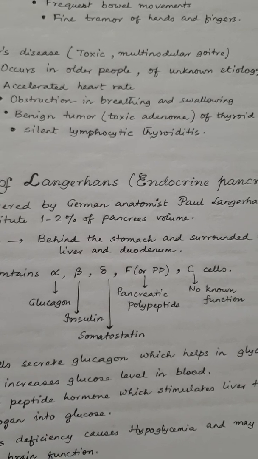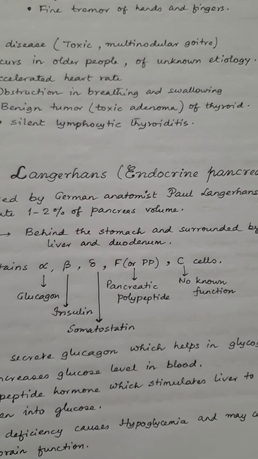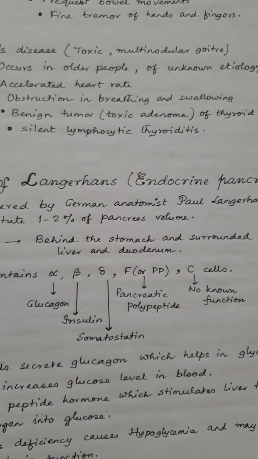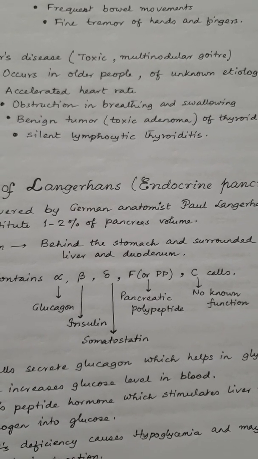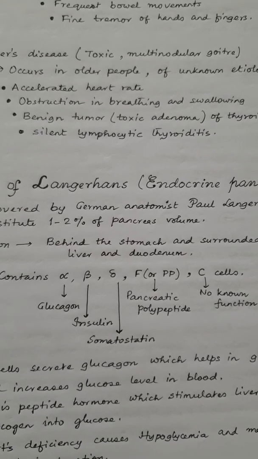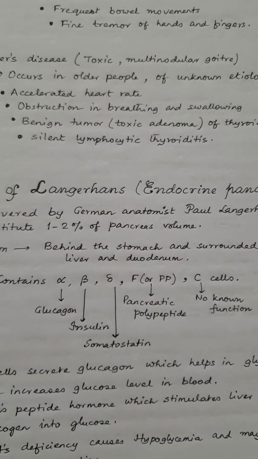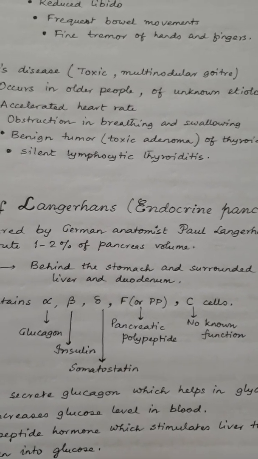Alpha cells secrete glucagon, which helps in gluconeogenesis or glycogenolysis. It increases glucose level in blood. It is a peptide hormone which stimulates liver to convert its glycogen into glucose. Its deficiency causes hypoglycemia and may cause impairment of brain function.